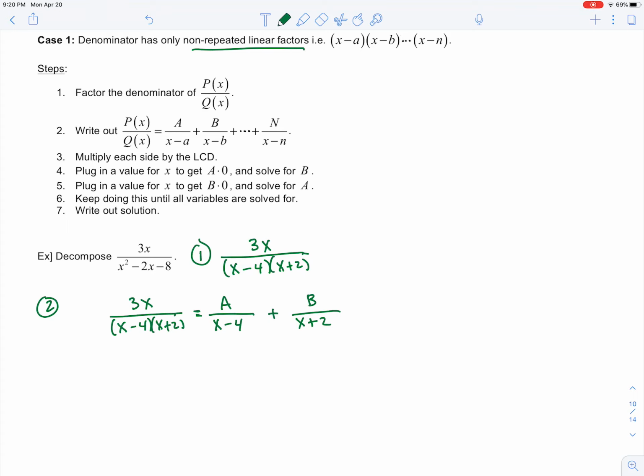We know the numerators will be constants because the degree of the numerator of the original fraction is 1, and the degree of the denominator is 2. They're 1 degree off. So the same should go for these over here, and that's going to be consistent throughout this process, just looking at the type of factor in the denominator.